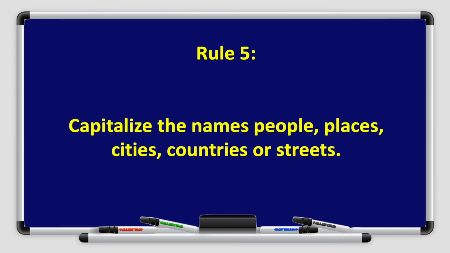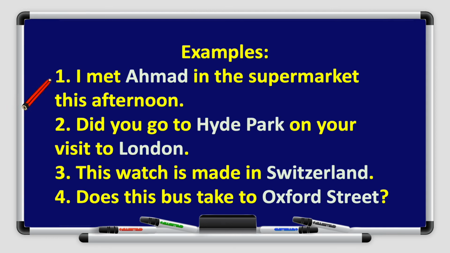Rule number 5, capitalize the names of people, places, cities, countries, or states. So we have names of people, places, cities, countries, or streets. For example, I met Ahmed in the supermarket this afternoon. The name here is a name of a person, so it's capitalized. Did you go to Hyde Park on your visit to London? So this is a place, Hyde Park, and London is a city in a country.